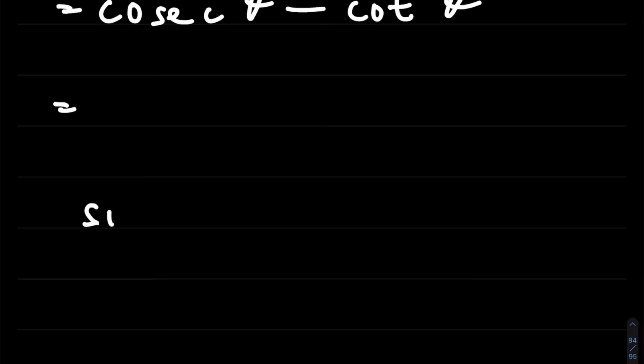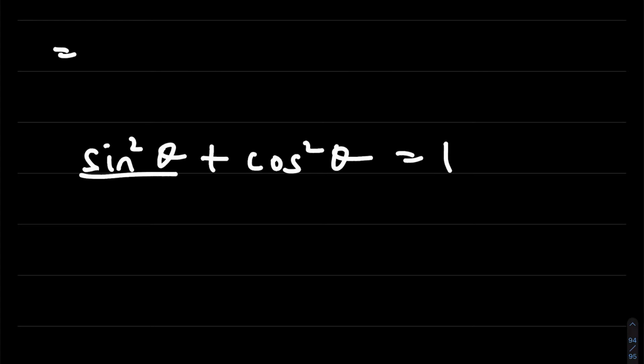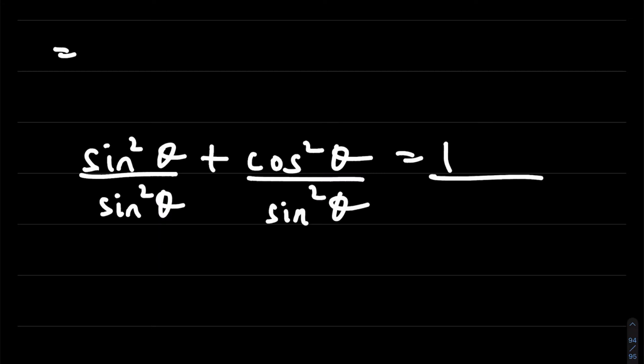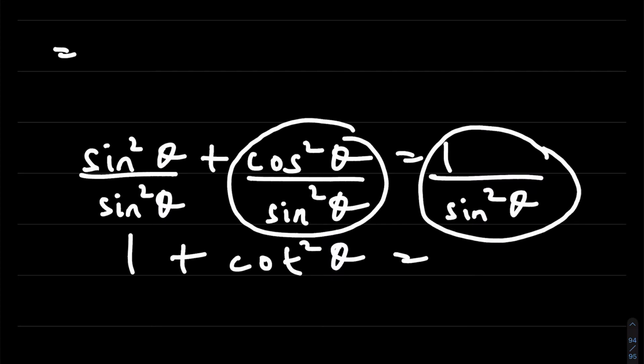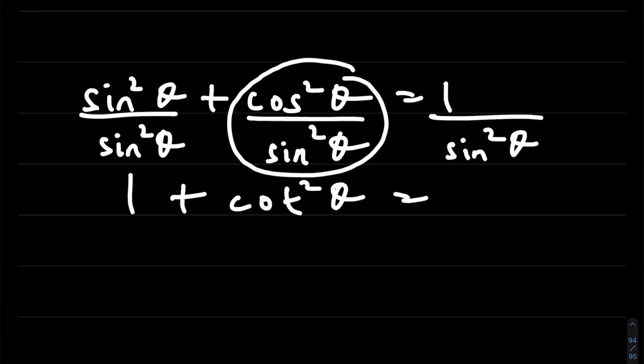Let me show that. Sine squared theta plus cos squared theta equals 1. If I divide this equation through by sine squared theta, that simply means 1 plus cos squared theta over sine squared theta, which is cot squared theta, equals 1 over sine squared theta. 1 over sine theta is cosec theta, so 1 over sine squared theta is the same as cosec squared theta.